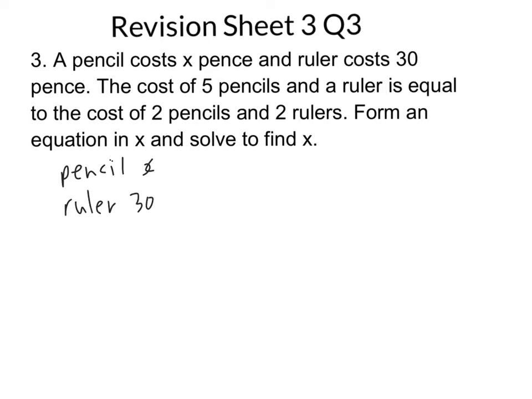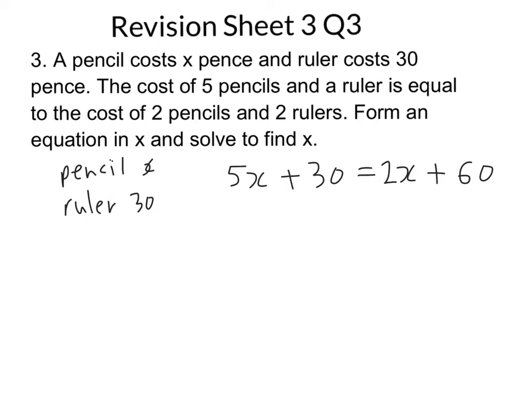30 pence. The cost of 5 pencils, so that would be 5x, and a ruler, is plus the ruler, which is 30, equals the cost of 2 pencils, that would be 2x, and 2 rulers, that would be 2 30p's, which is 60p. So that's the equation formed.